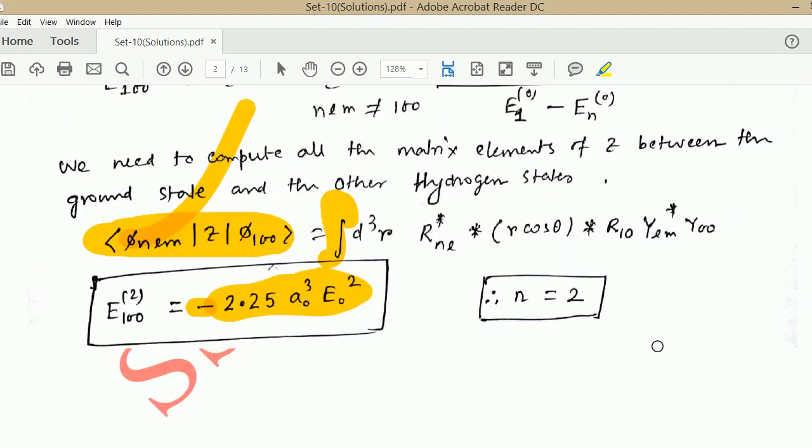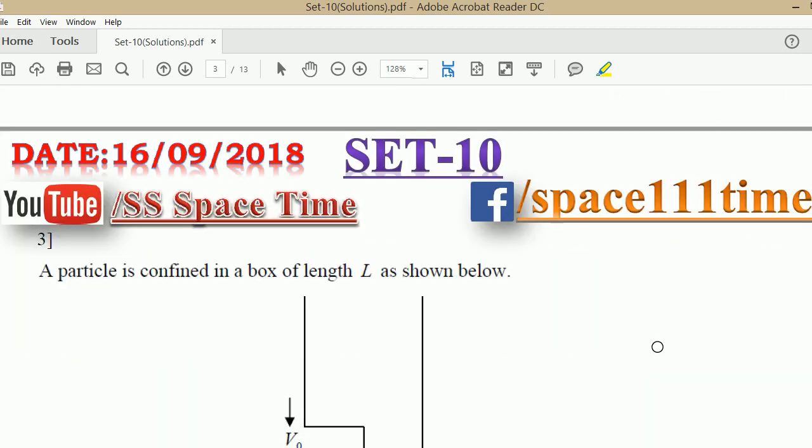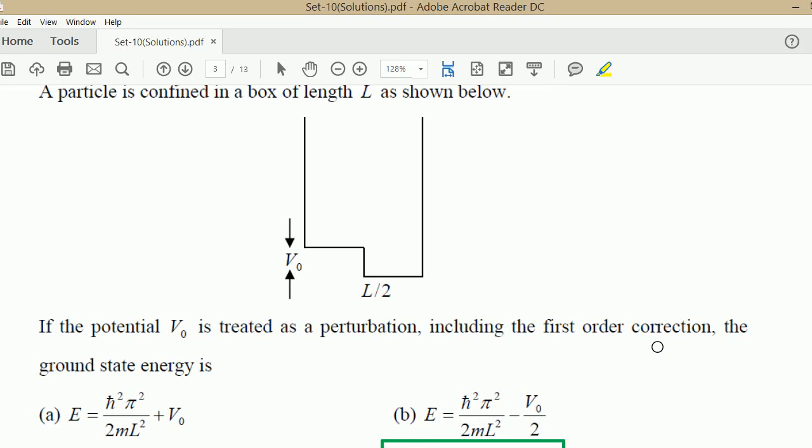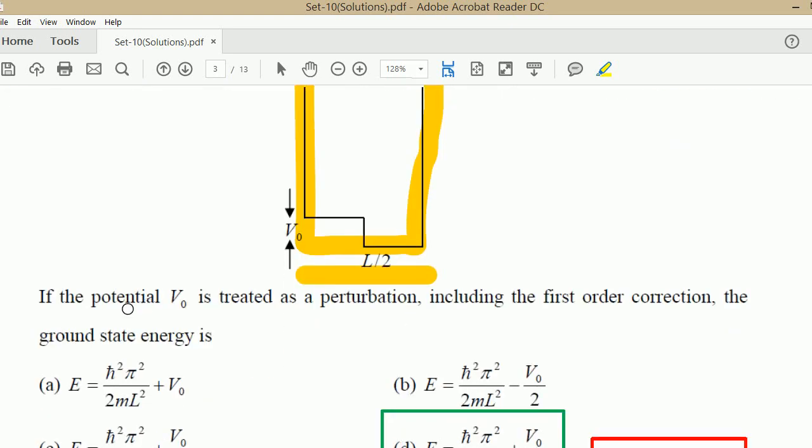Now coming to the third question: a particle is confined in a box of length L. Okay, so this was the box, and this length is L. Now the potential V0 has been given as a perturbation. Including the first order correction, the ground state energy is. If there was no perturbation, the ground state energy would be pi square h cut square by 2m L square.